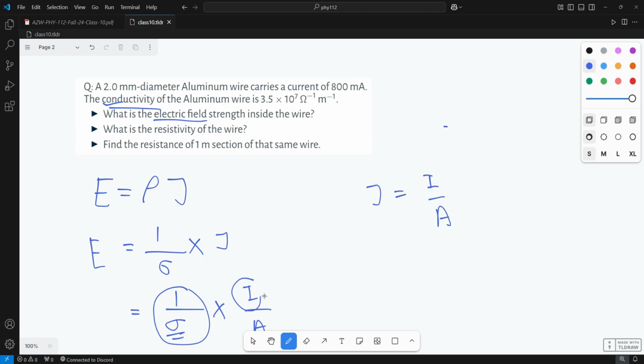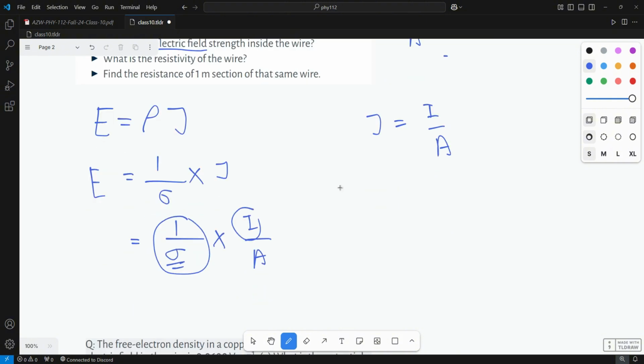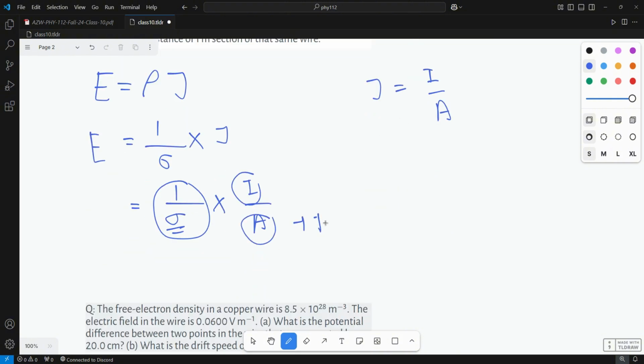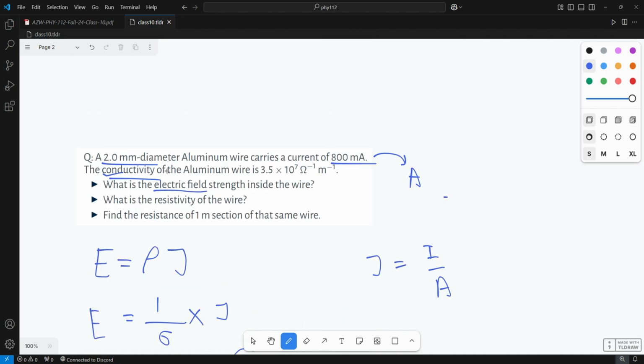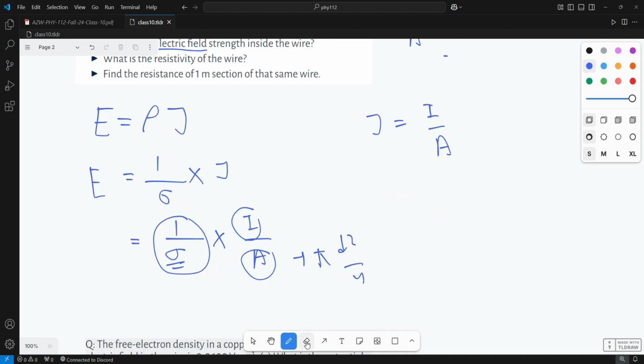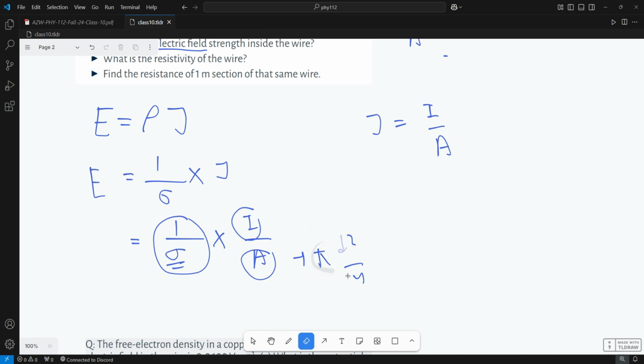We can use the current over here, but we have to convert it into ampere first. Then we can find the area using pi d square by 4 using the diameter over here. So I will not be solving this. You guys can solve it by yourself. And moving on to the next problem.